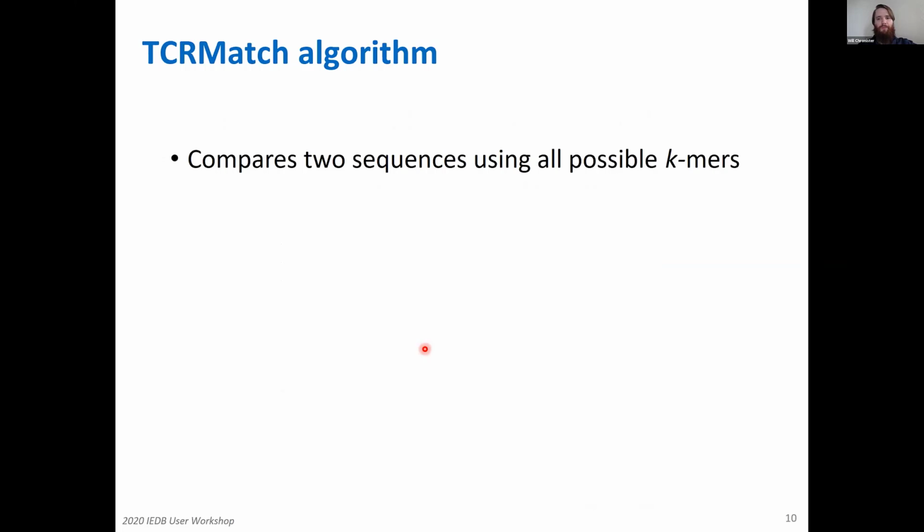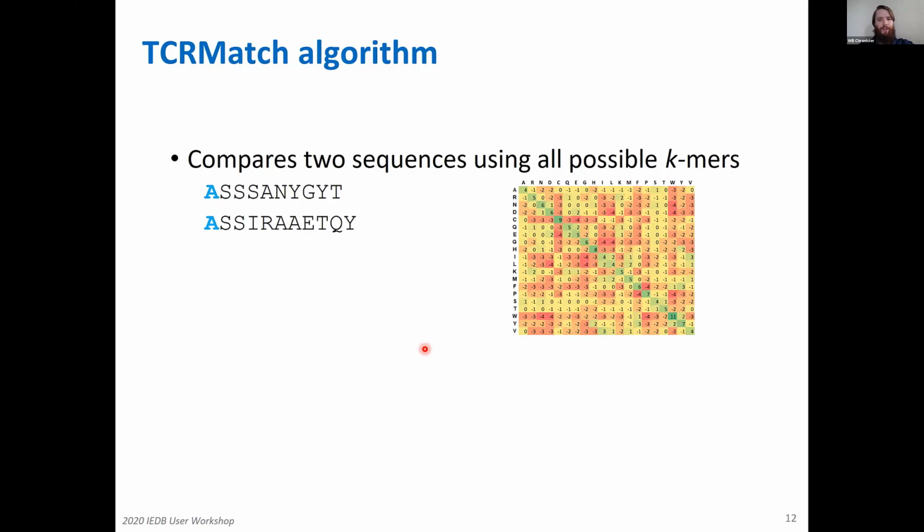So I'll just quickly go through what it does. Basically, it compares 2 sequences using all possible k-mers. If we start with k equal to 1, looking at one residue at a time, we'll compare the first A in this sequence to the first A in this sequence, again referring to BLOSUM62 to see how favorable that lack of substitution is. Then we move on to the second residue in the second sequence and check how that compares. Then we compare the A to S, A to I, and so on for k equals 1.